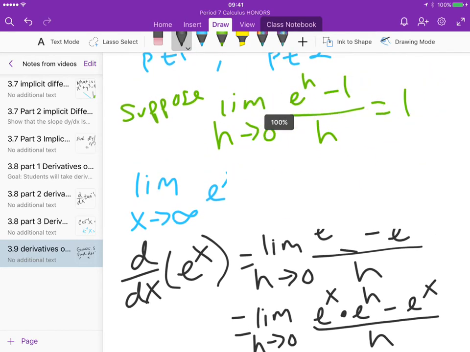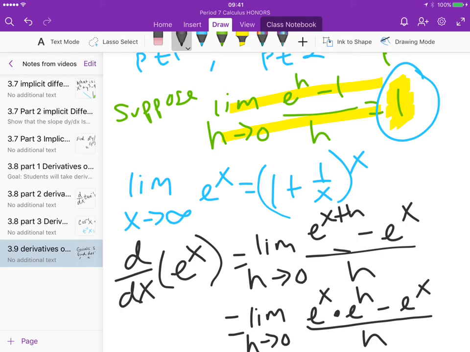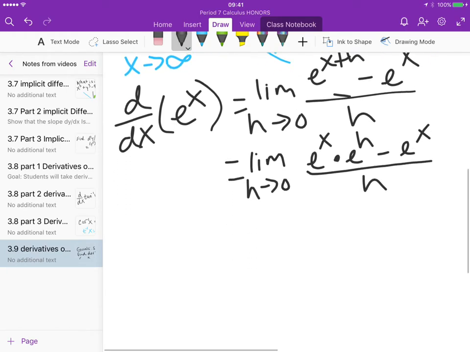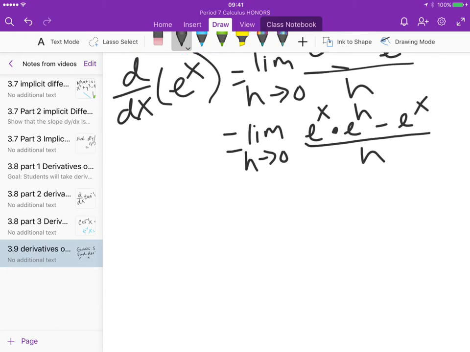We just were told that the limit as h approaches 0 of (e^h - 1)/h equals 1. Maybe we can use this to our advantage in the limit below. So e^x times e^h minus e^x, all in the numerator. What do you notice is on top? I notice that there's an e^x in both of the monomials that we're dealing with in this particular example. And so I'm going to factor out e^x.